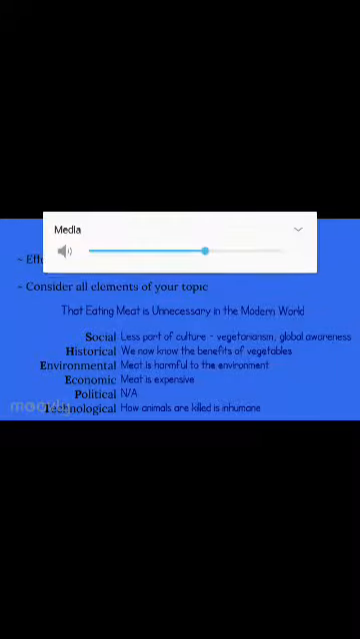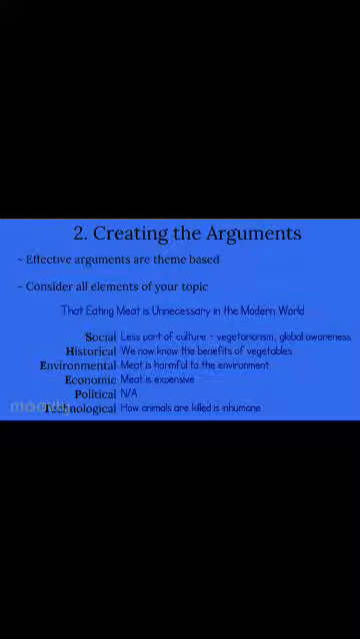Now there isn't really a political argument, and I think it's important to understand that you don't have to complete the entire SHEEP analysis because sometimes it doesn't work for certain topics. And finally, technological. A technology argument could be that how the animals are killed is actually quite humane, despite the fact that we've made massive advancements in technology. So that's how a SHEEP analysis would look.